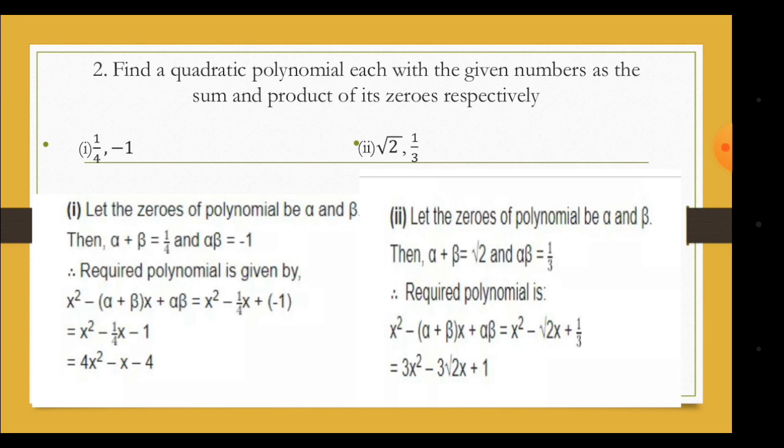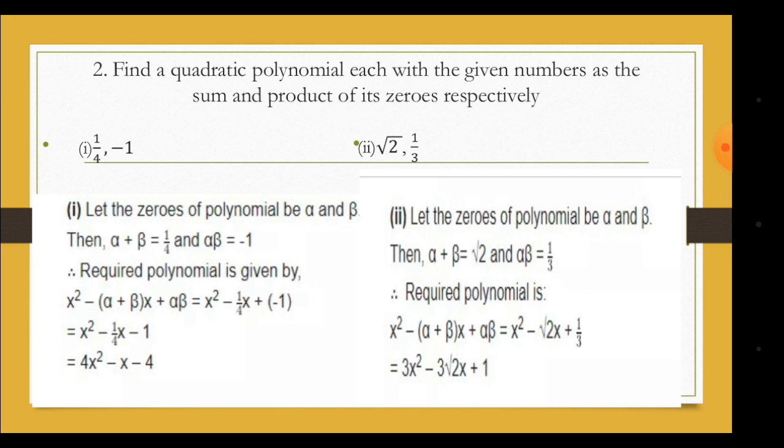Here again, if you want to avoid the fraction 1 upon 3, multiply all these 3 terms by the LCM of the denominator. And what is the LCM? Here 3. So multiply all these 3 terms by 3. So we get a polynomial 3x square minus 3 root 2 x plus 1. Okay, in this way we have to form a polynomial.